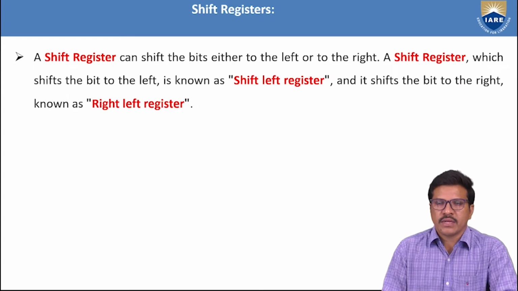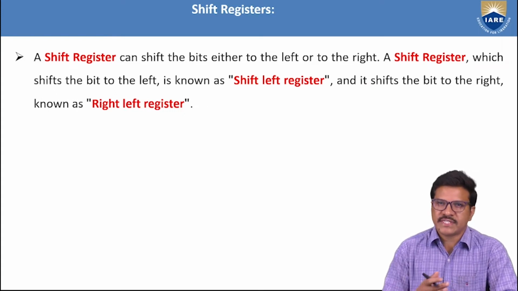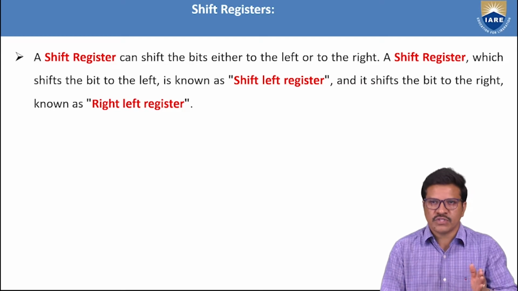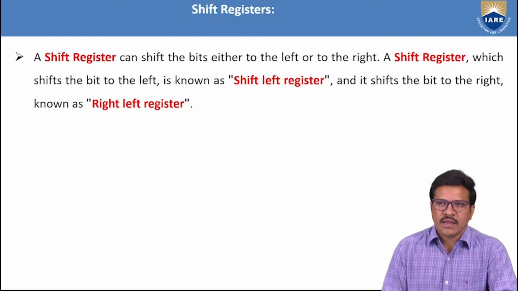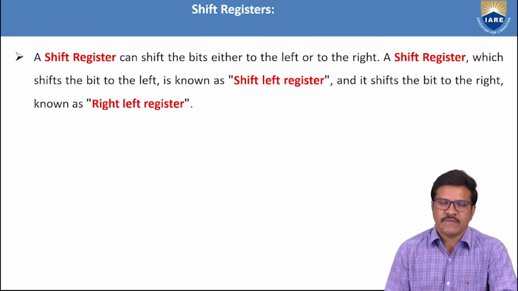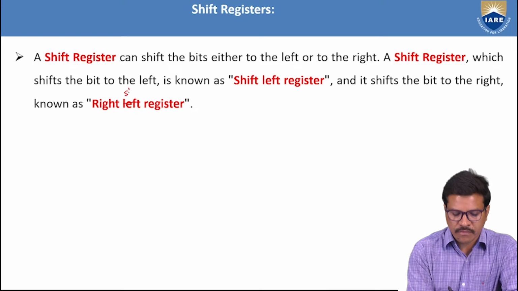Next, when we look at shift registers, there are basically two types based on the direction in which they shift. A shift register can shift the bits either to the left or to the right. A shift register which shifts the bits to the left is known as a left shift register or shift left register. Similarly, when it shifts the bits to the right, it is known as a right shift register or shift right register.